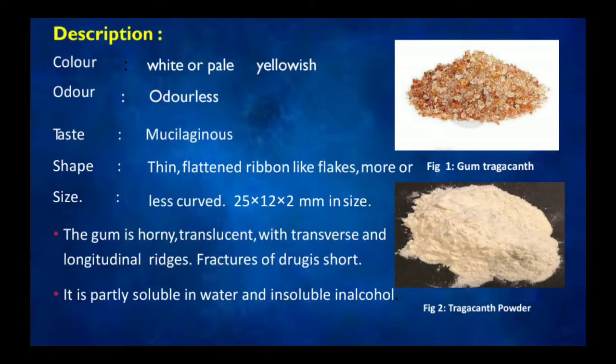The gum is horny, translucent with transverse and longitudinal ridges. Fracture of the drug is short. It is partly soluble in water and insoluble in alcohol. Here you can see I have given you two figures. One is the resin form of gum tragacanth and another one is the powdered form of gum tragacanth.